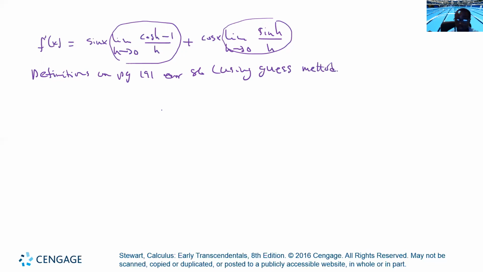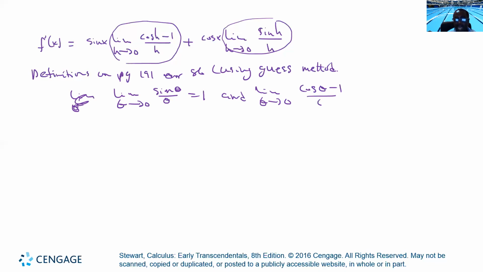Okay, the following definitions are true. That is, if you have the limit as the angle theta goes to 0 of sine of the angle divided by the same angle, this is equal to 1. And also you have the limit as the angle goes to 0 of cosine of the angle minus 1 over the angle, theta, in this case, is equal to 0.